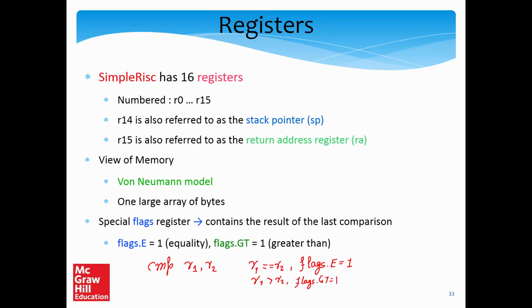So we can thus make out what is the result of the last comparison by taking a look at these two flags, flags.e and flags.gt. This is a broad idea, but we'll get a chance to discuss the meaning of these two flags in great detail when we look at the compare instruction.